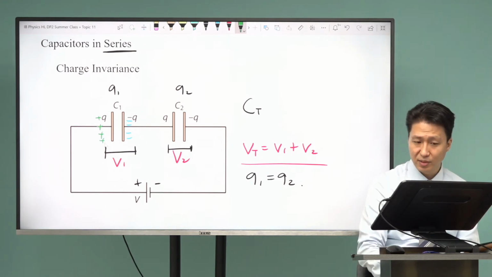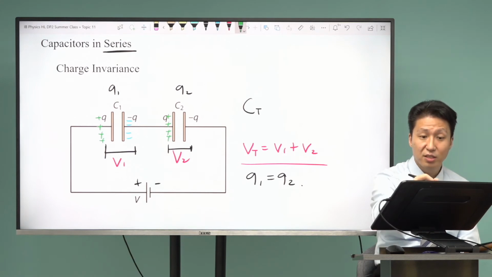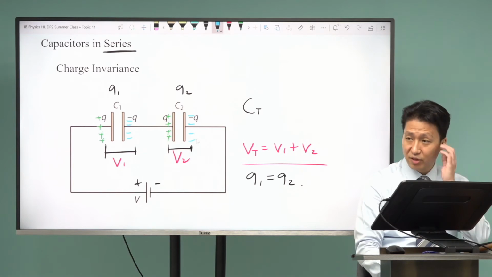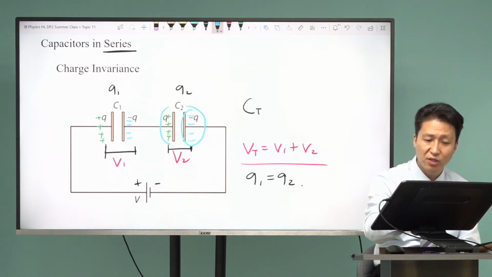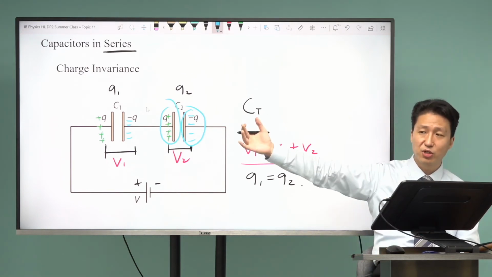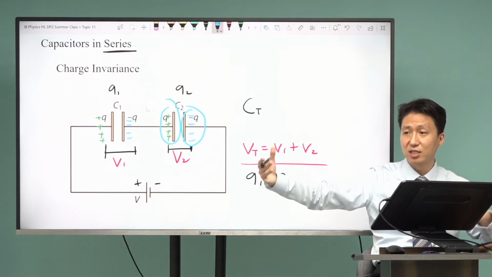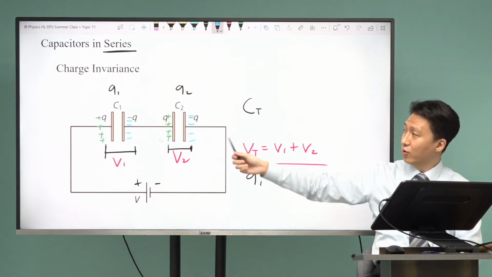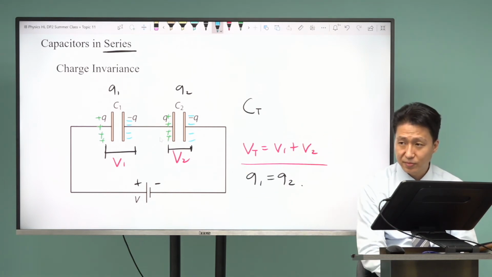Same thing will happen here. There's a positive, positive, positive, positive, and a negative, negative, negative, negative. But whatever charge you have on one side, you also have to have on the other side. You can't have more charge on one side, because if you did, the other side is going to try to get the same charge as well. So both sides of a capacitor have the same charge. That's number one.